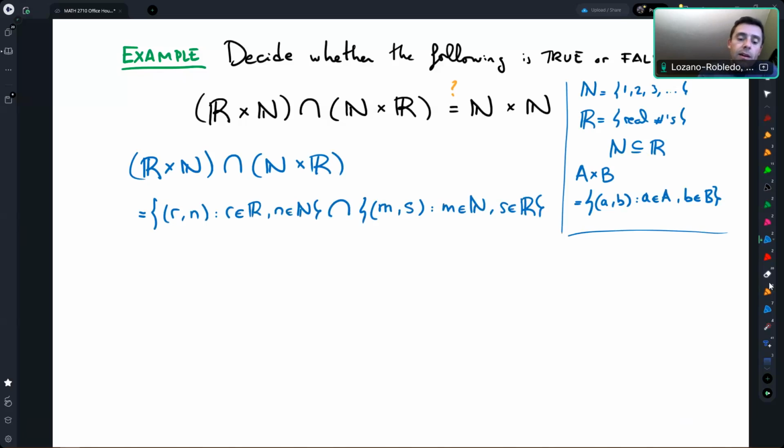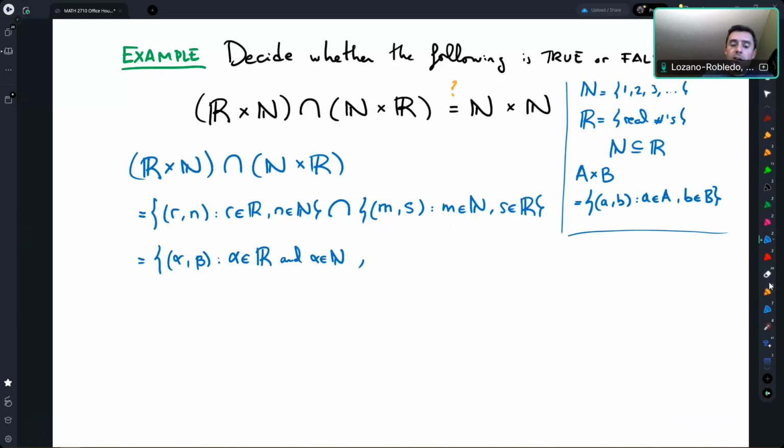Okay, and then what is the intersection? The intersection will be elements that are in both. So for a pair to be, let's call it alpha and beta, in both, it has to satisfy both conditions. So the first condition on the first coordinate is that it has to be a real number. And this one tells you that it has to be a natural number. So what this says is that alpha is a real number and alpha is a natural number.